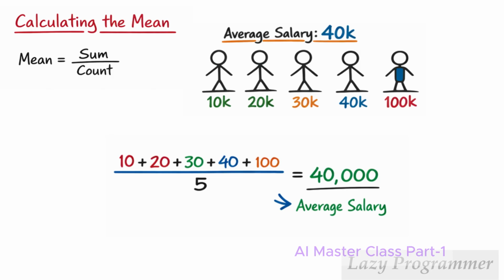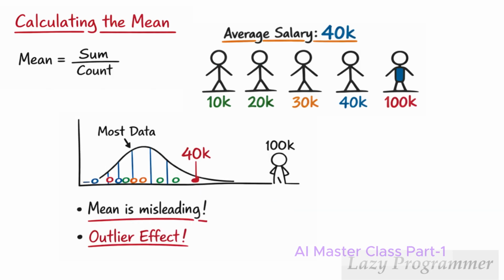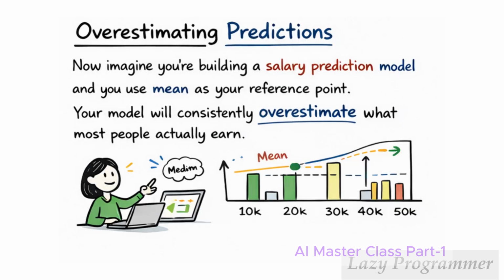But as you can see here, most data points are below 40. So the mean represents a value that most data does not actually support. Models that rely heavily only on mean can be misled by extreme values, like it happens in this case. Now imagine you are building a salary prediction model and you use mean as your reference point. Your model will consistently overestimate what most people actually earn. So that is a real problem.